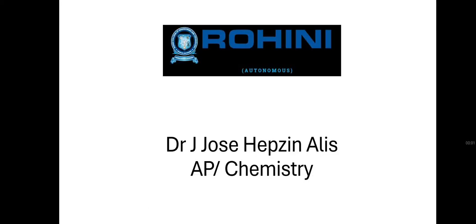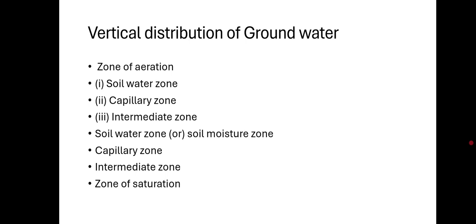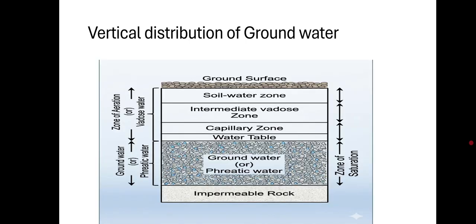I am going to teach you vertical distribution of groundwater. Zone of aeration. Soil pores are only partially saturated with water. The spaces between the ground surface and the water table mark the extent of this zone.